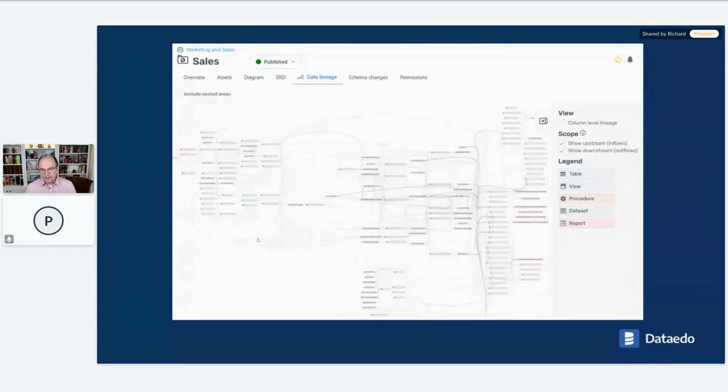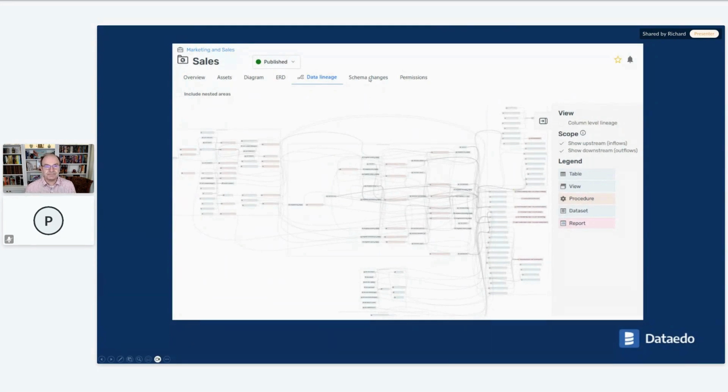This takes all of the objects that have been linked to the subject area and shows all of the lineage associated with that. This ends up, as you can see, showing a very complicated view, probably more information than what you actually need. Personally, I would go and look at specific objects and look at the lineage for specific objects rather than trying to get any meaningful information from this view.